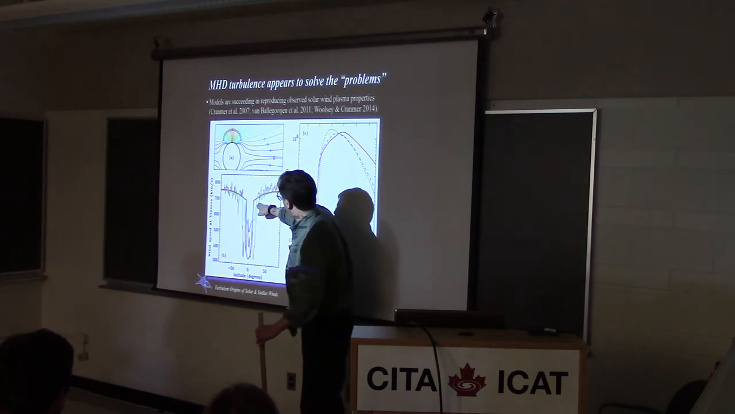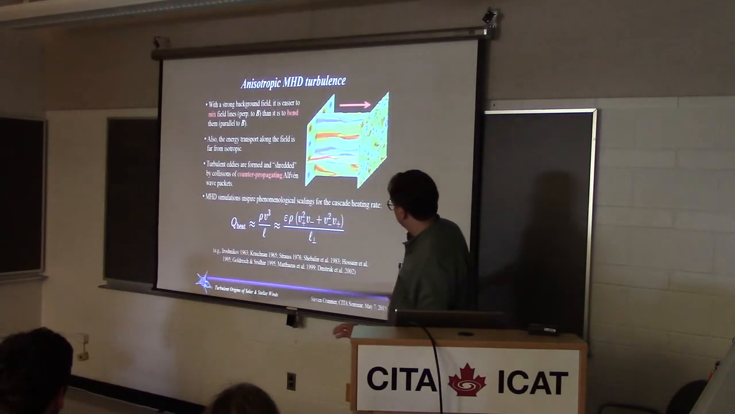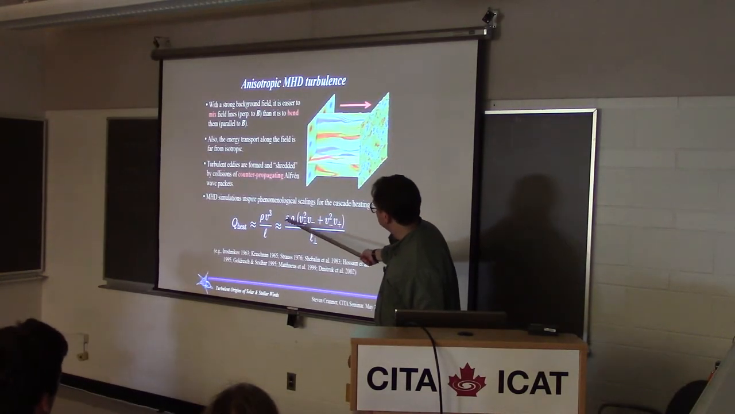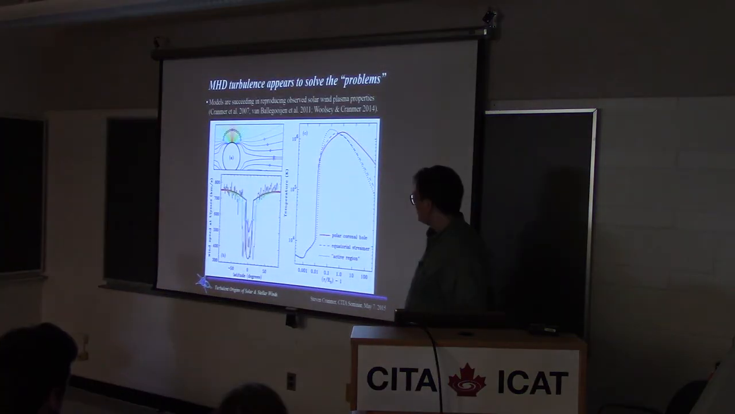The rainbow and the brown curves show two slightly different models that, if I could just go back, have different assumptions for this efficiency factor out front, which is still a topic of current research.